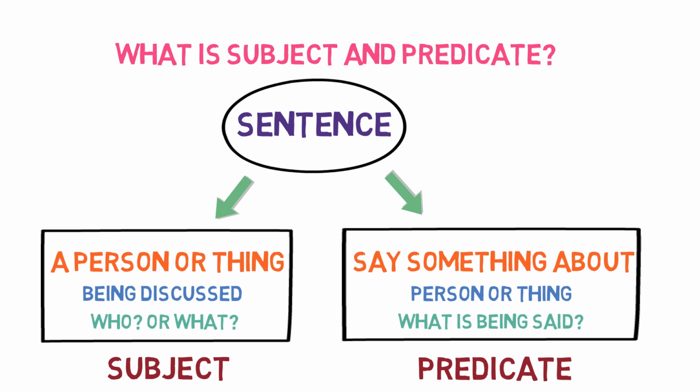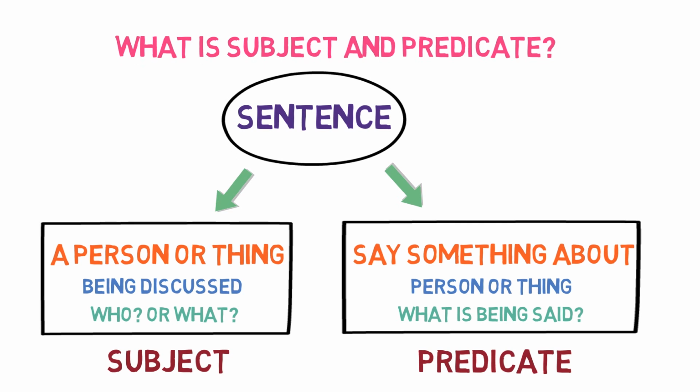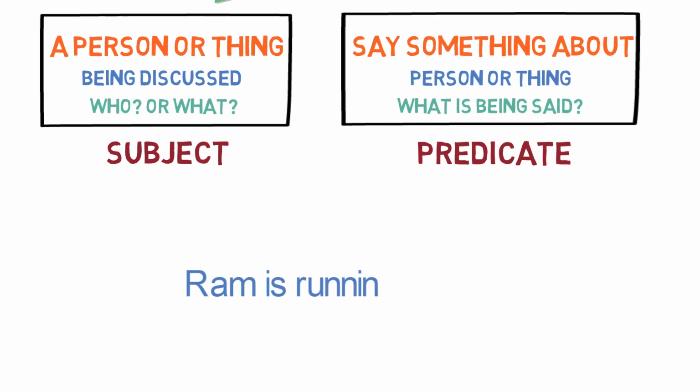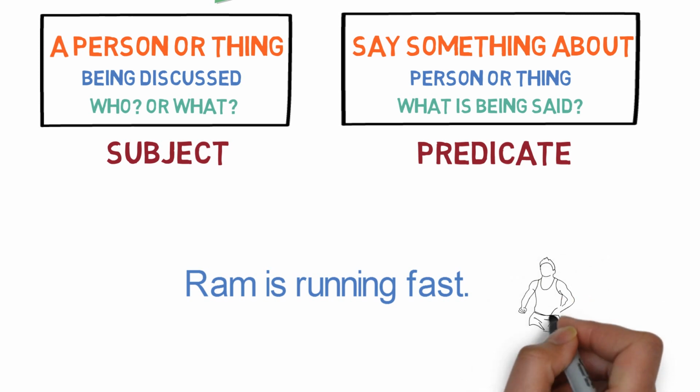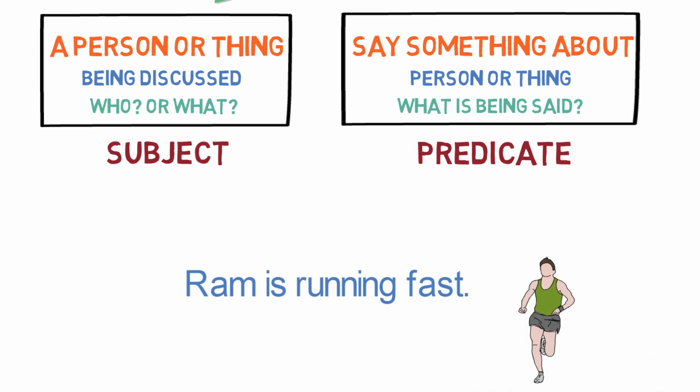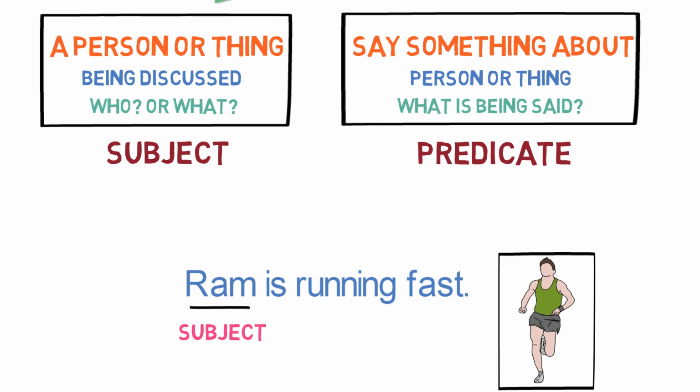Let me give you some examples to understand this concept clearly. Ram is running fast. This sentence is made up of two parts. Here, Ram is the person whom we are talking about. So, Ram is a subject. And what is he doing? He is running fast. So, is running fast is the predicate.